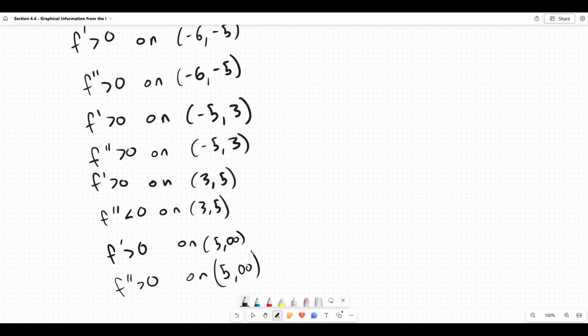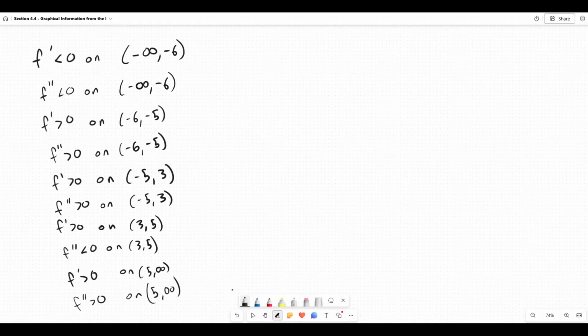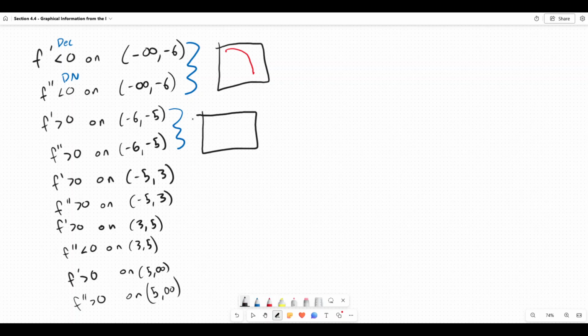Okay, this is just a list of rules, but what we want to point out is that we can kind of condense these down. So we are decreasing concave down on this interval. And remember, what does it look like to be decreasing concave down? We're decreasing, and we're also shedding water. So I know the graph is going to look a little like that. Once we get to this point, we are on negative 6 to negative 5.